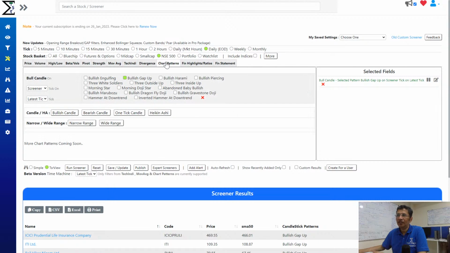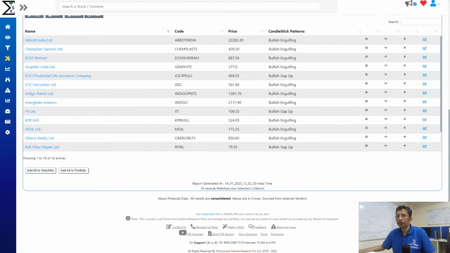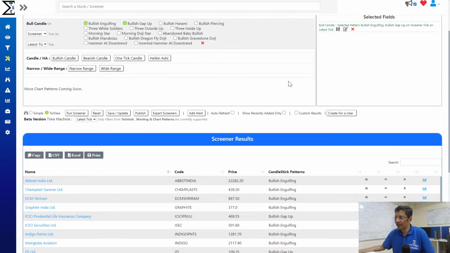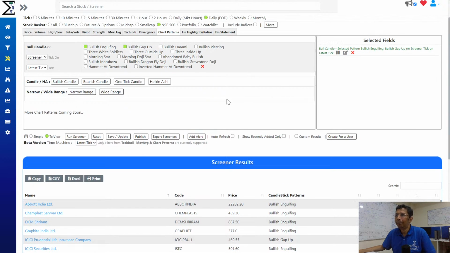The third advantage of this one is in this particular filter, you can opt for either gap up or engulfing. So if any of the 2 patterns are created, you'll be able to filter this. So there are certain bullish engulfing patterns coming in, certain gap up patterns in. If you understand bullish engulfing, well and good. If you don't, we'll have a session on this one in greater detail. So this is typically how you look at it.